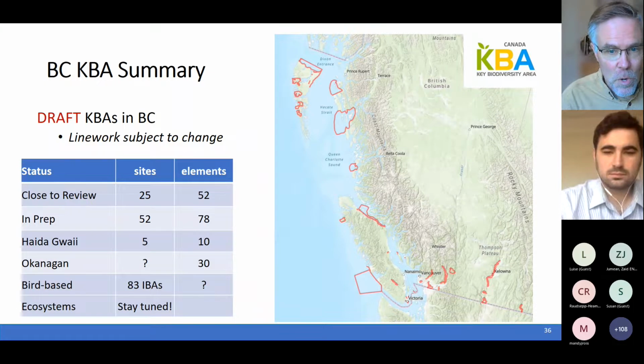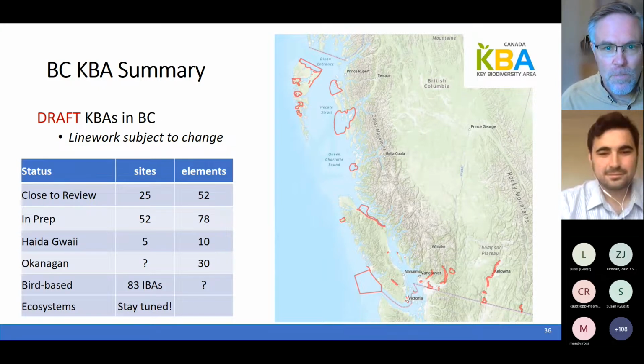Note that the IBAs are not shown on this map and the line work is by no means finalized. Next.